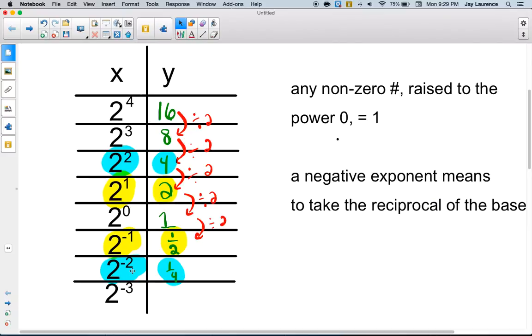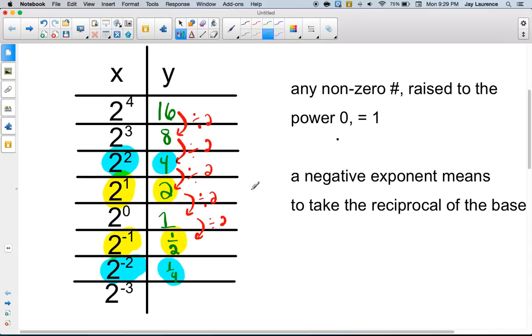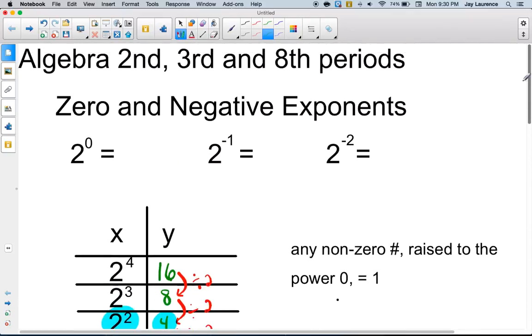So therefore 2 to the negative third must be the reciprocal of 2 to the third. Well, if you know 2 to the third is 8, then 2 to the negative third must be the reciprocal of that. Well, what's the reciprocal of 8? Why, it's 1/8. So now all of a sudden, this stuff becomes easy. If you know it means reciprocal of the base, it's really easy.